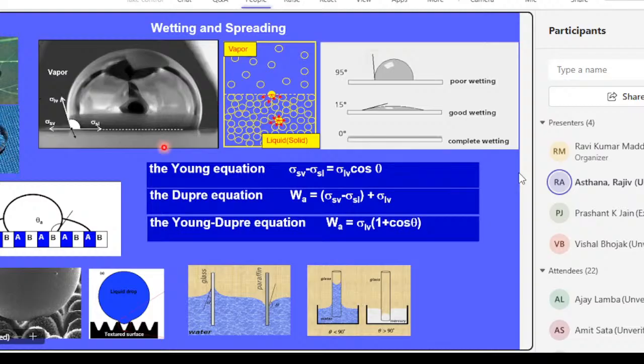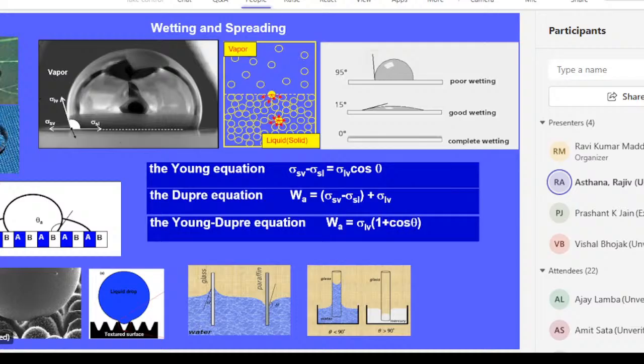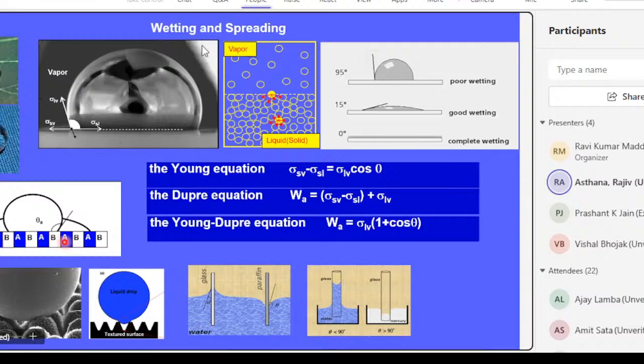So when you look at surface and interface phenomena, you have to consider these interfacial energies and the angle of contact for all real systems. The problem is that there are many factors that can affect the spreading of liquids or interaction of solid and liquid. For example, the chemical inhomogeneity.